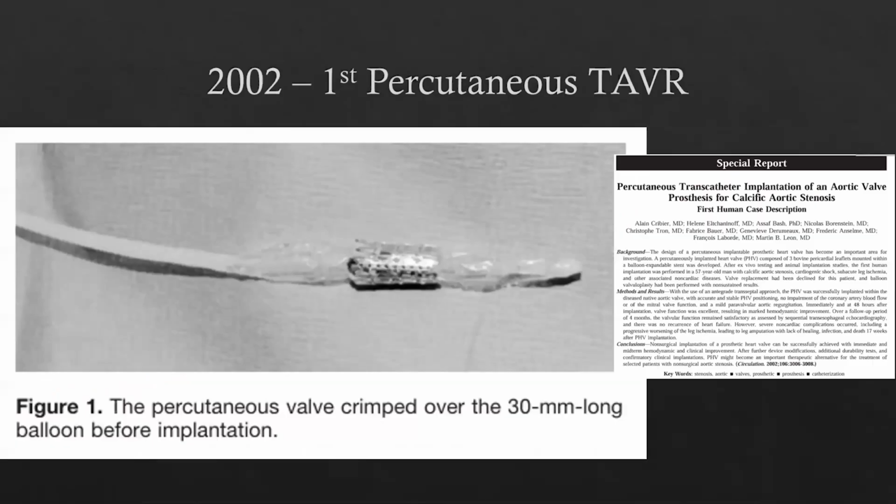It wasn't until 20 years later or so when the first percutaneous TAVR was performed on a patient in France in 2002. This is an image of that TAVR on a balloon. And this was basically a last resort case of a 57-year-old man with severe calcified aortic stenosis. He had multiple comorbidities, was not a surgical candidate, and was about to die. And the cardiologists and team in France decided to try this valve, and it was technically successful.